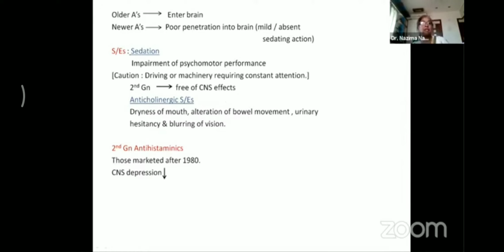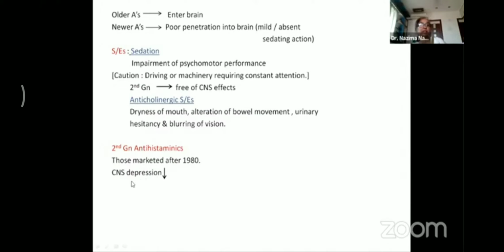Again, anticholinergic side effects are there with especially the first generation or the older antihistaminics. That is dryness of mouth, alteration of bowel movement, urinary hesitancy, and blurring of vision. So these are the anticholinergic side effects which are related especially to the first generation or the older generation antihistaminics. The second generation antihistaminics are those H1 antihistaminics which have been marketed after 1980.